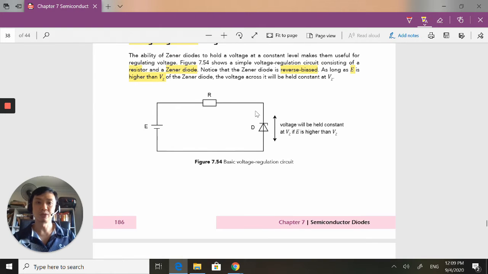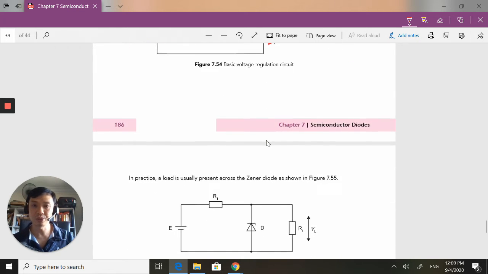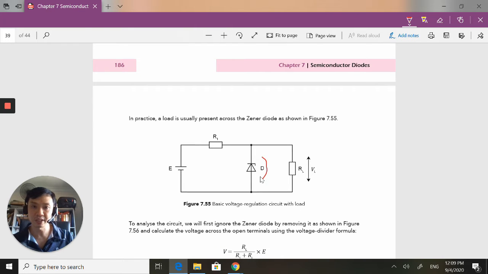Okay, so if I know that the voltage across here is going to be kept at a constant voltage, what I can do is put a load across it. Since these two are in parallel, this Vz is also applied here, so the voltage across the load will be the same voltage as the Zener voltage. Remember, voltage across parallel loads, V1 and V2, are the same.